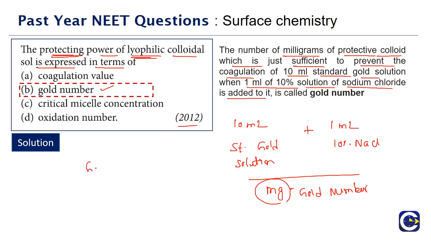So if the gold number value is lesser, that would mean that we require to add only a small amount of the protective colloid to stabilize this. Means the protective power will be higher. So when the gold number is less, the protective power of the colloid will be higher. So the protective power is expressed in terms of the gold number. Correct answer is option B.